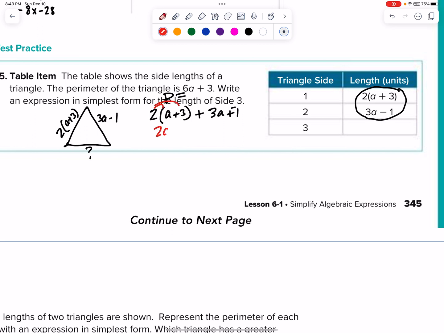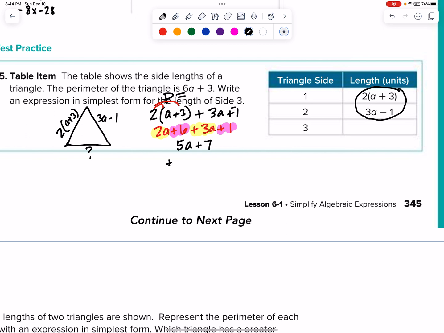And so I have 2a plus 2 times 3 is 6, plus 3a plus 1, and then now combine like terms. So here's my a club. Make sure you include the symbol there. And then I have a positive 6 and a positive 1. Let's join them all together. So I have a 5a plus 7 so far. And remember, my total perimeter is 6a plus 3. So what is my last side?